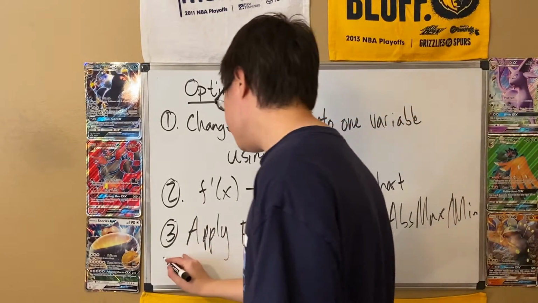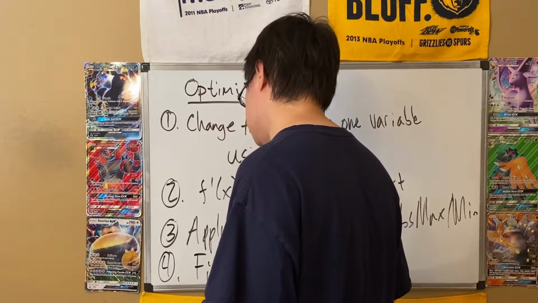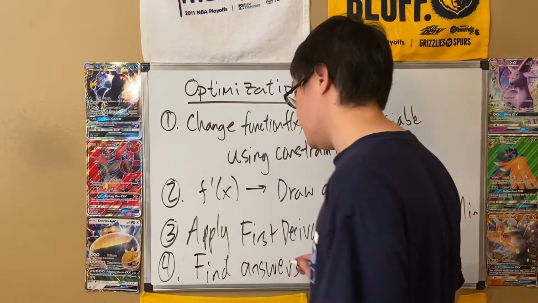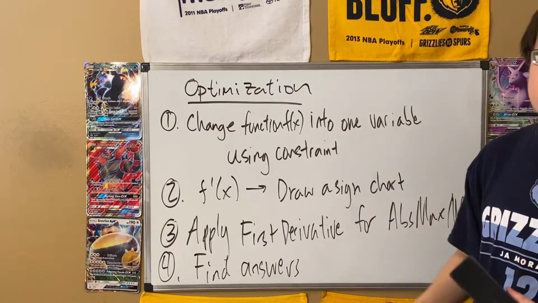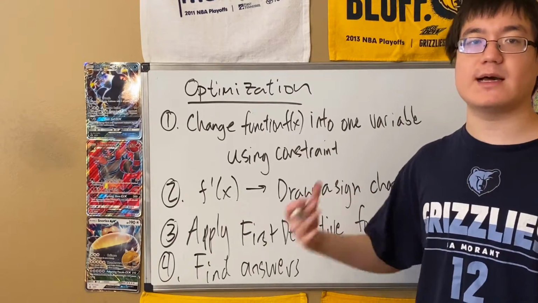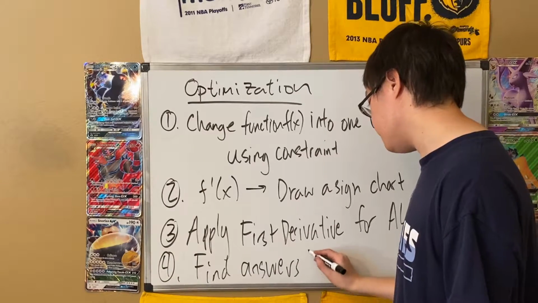Finally, in step 4, find what you need by plugging in. So find the answers by plugging in. You might need to find where the maximum occurs. You might need to find the other variable from the constraint formula. And you might need to find the actual max or min value by plugging into f of x. So find answers by plugging in.